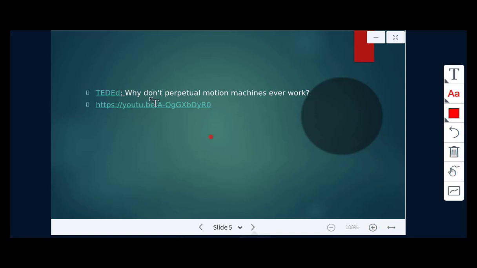All right, so there is a video here on why perpetual motion machines never work. And then lastly is the 5.4 questions on page 93, numbers 1 to 2.